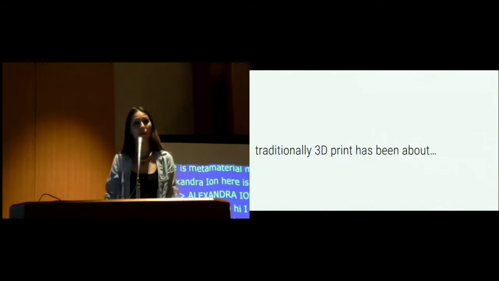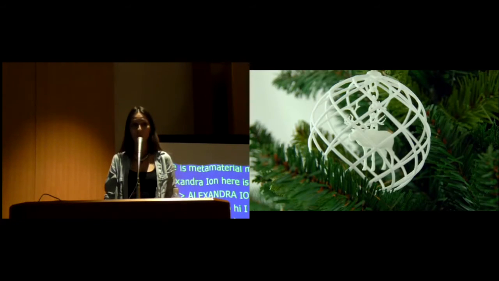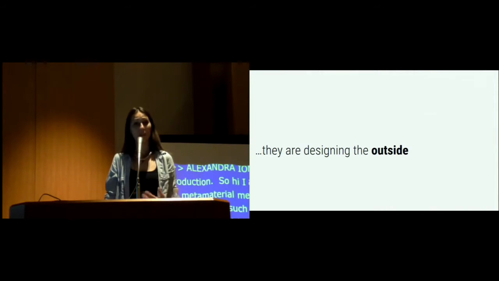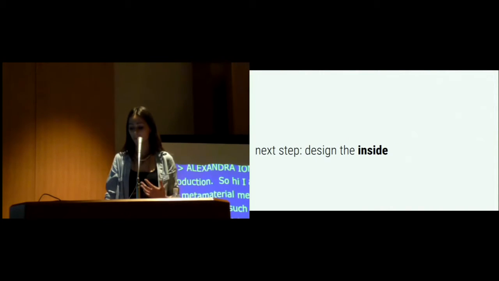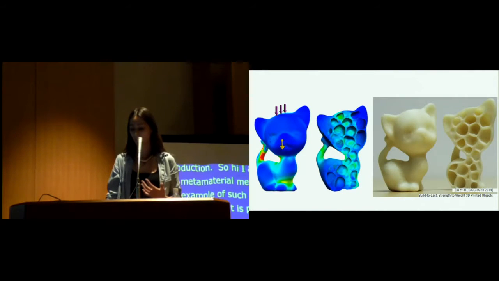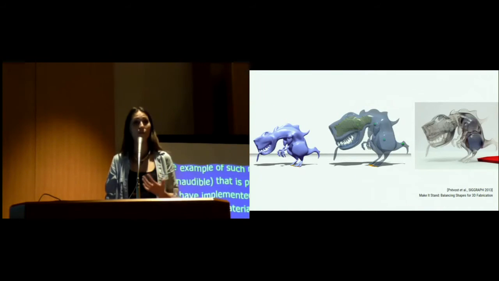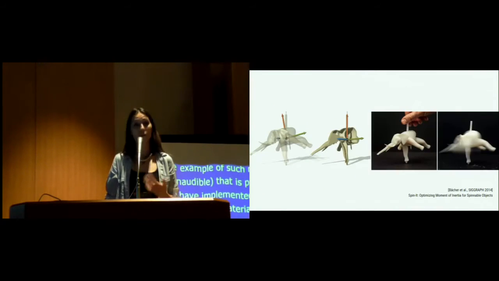So, traditionally, 3D printing has been about shape, shape, and shape. So, they were designing the outside of the objects. The next step is to design the inside of the objects. So, for example, to save material use and optimize the strength-to-weight ratio, to move the center of gravity of objects, or to make objects spin.